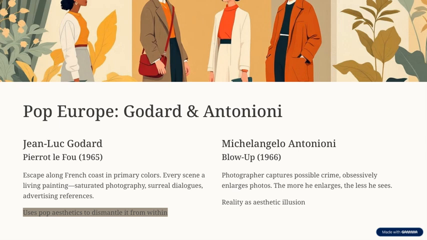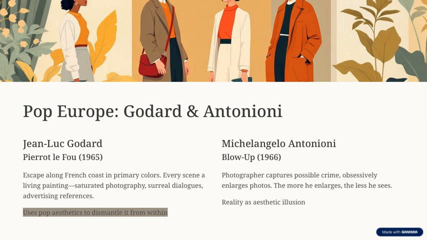The visuals are striking. Think primary colors and scenes that feel like living paintings. Every shot is carefully saturated, creating a bold, almost surreal atmosphere. The dialogues are playful and bizarre, often referencing advertising and consumer culture. Godard uses these pop aesthetics not just for style, but to deconstruct and critique the very culture they represent from within. Now, turning to Michelangelo Antonioni and his film Blow Up from 1966.